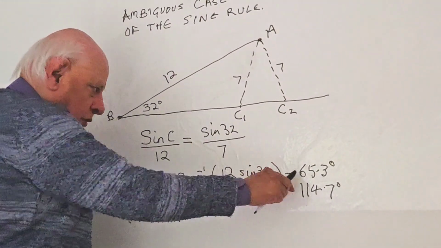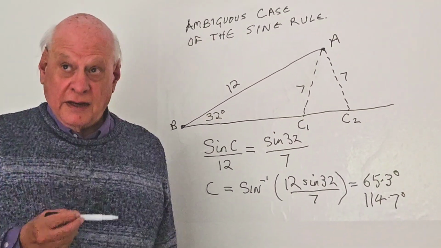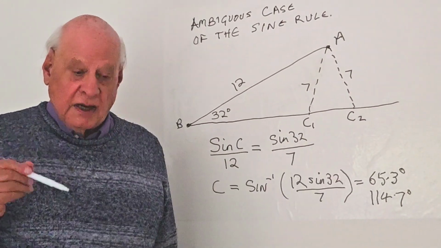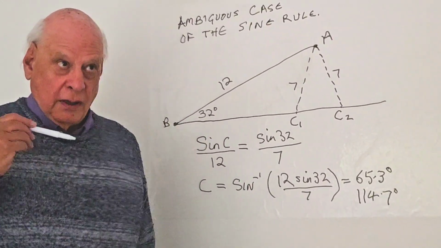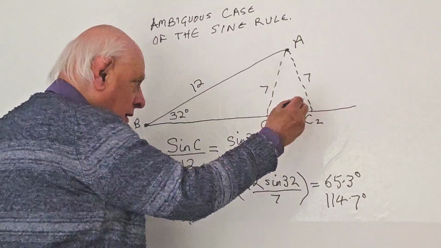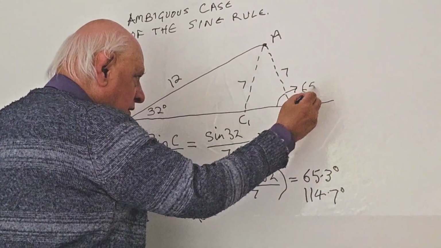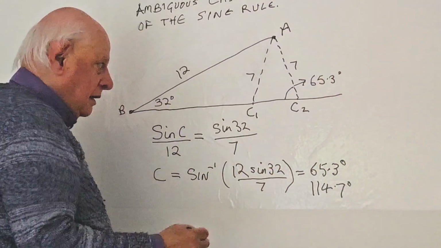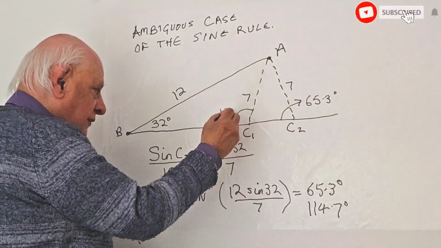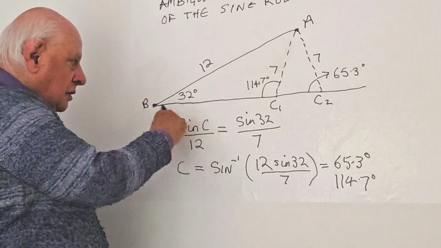Because the sine of both of these angles is the same. If two angles add up to 180 degrees, like for example 100 degrees, 80 degrees, the sine of both of those angles will be equal. And this is where the ambiguity arises. So this is obviously the acute angle. We can now label that fella as 65.3 degrees, and this chappy here as 114.7 degrees.